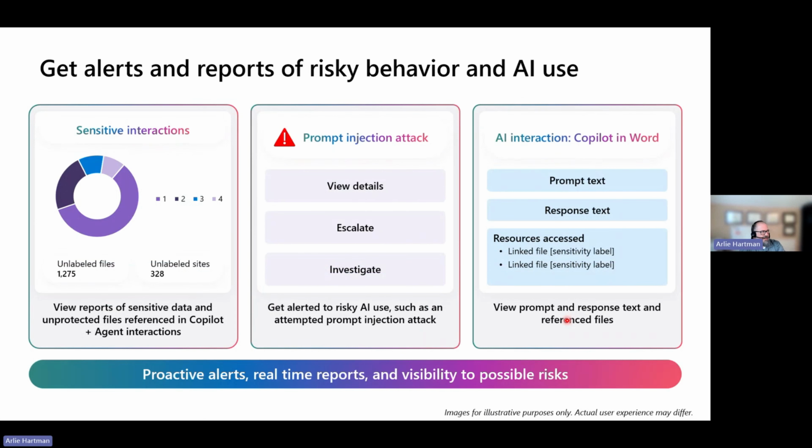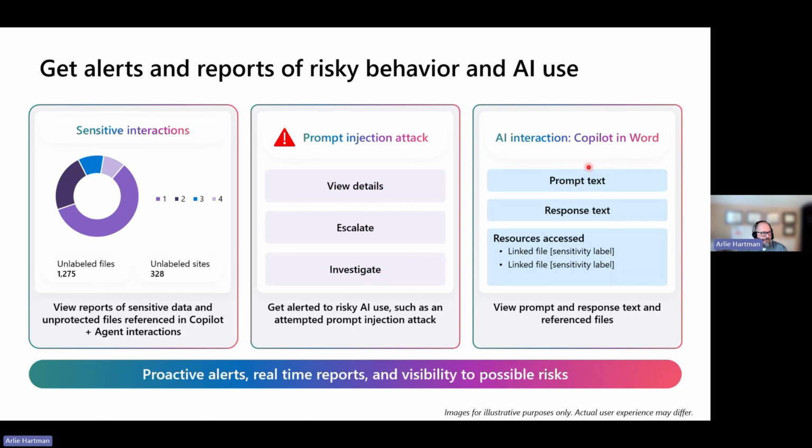So what we can do is we can get reports of risky behavior in AI use, whether that's sensitive interactions, understanding what's going on in the environment, seeing a prompt injection attack, being able to view the details, escalate that for investigation and investigate.